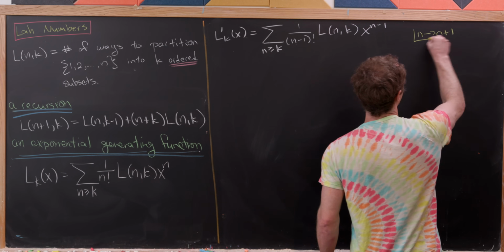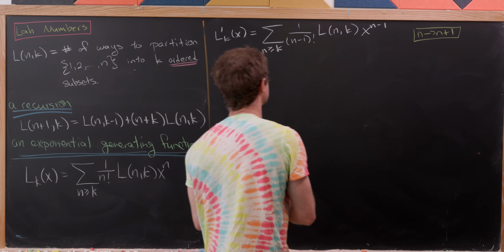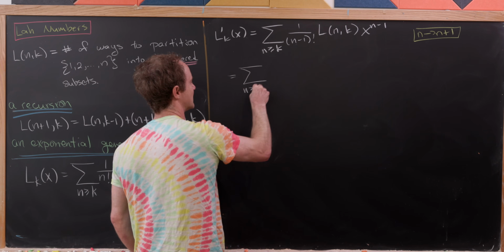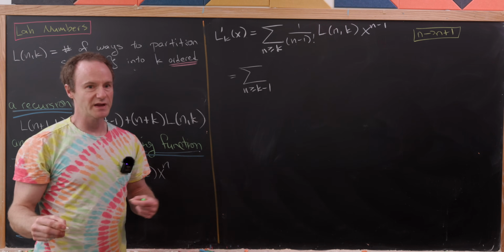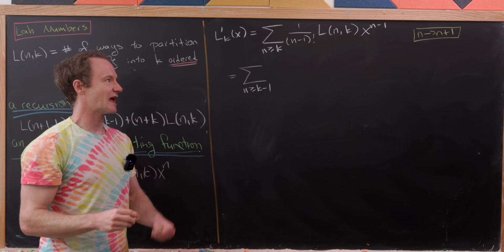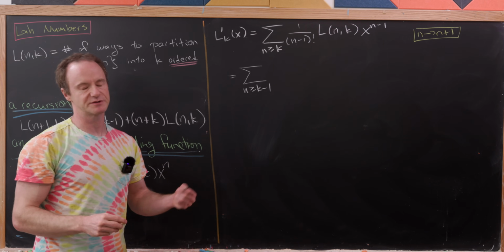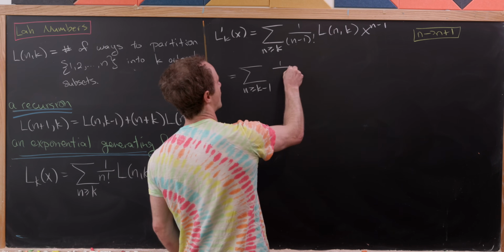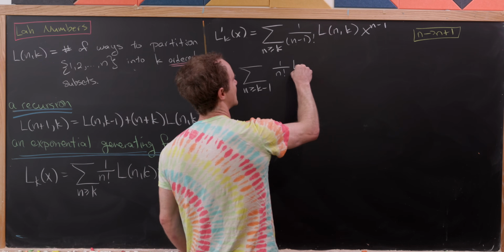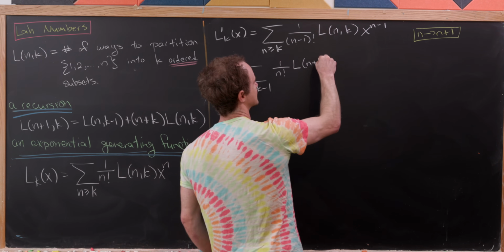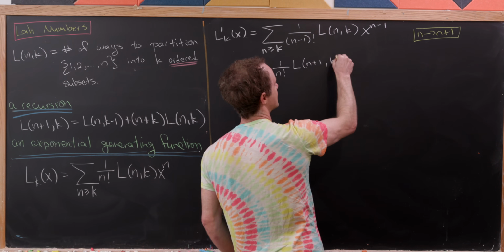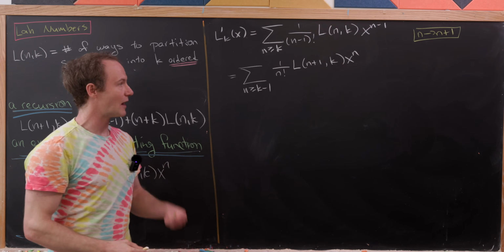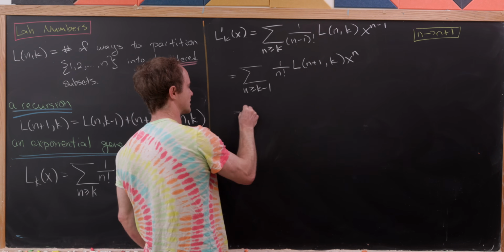I'm going to replace all my n's with n plus 1s, and let's see. That'll give me this sum as n is bigger than or equal to k minus 1, because from our re-indexing, we have n plus 1 bigger than or equal to k, which means n is bigger than or equal to k minus 1. Okay, and then we've got 1 over n factorial, and then now we'll have L sub n plus 1 comma k, and then we've got x to the n, which is nice because now we can apply our recursions.